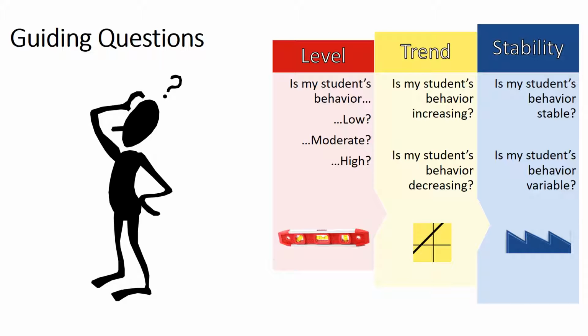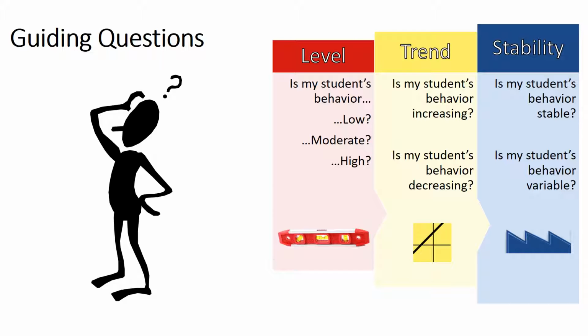Elements for possible consideration for using visual analysis to guide phase change decisions are number of data points plotted within a condition, number of variables changed between adjacent conditions, level stability and changes in level within and between conditions, trend direction, trend stability, and changes in trend within and between conditions, and percentage of data points in one condition that fall within the range of data plotted in an adjacent condition.